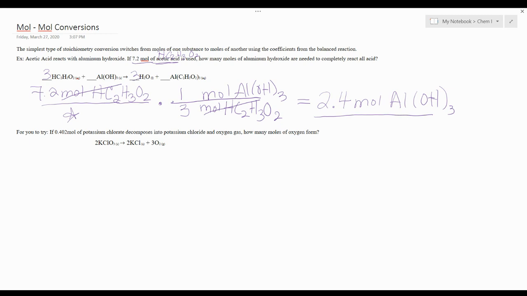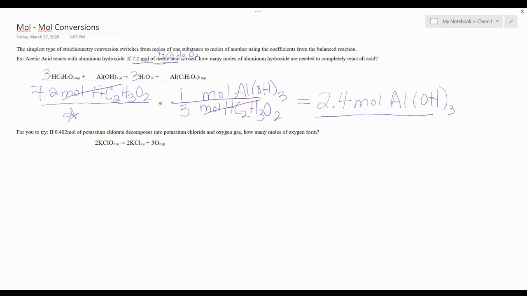Quick review. Number from the problem, including what substance you're talking about. Diagonal. Moles of the starting value, moles of what you're looking for. The numbers that are here are the numbers in front of the substances from the balanced equation.